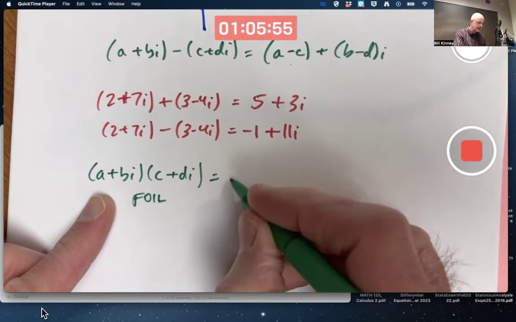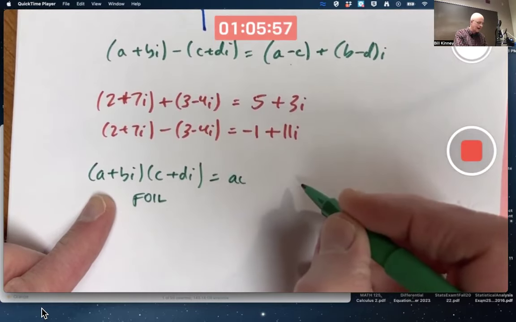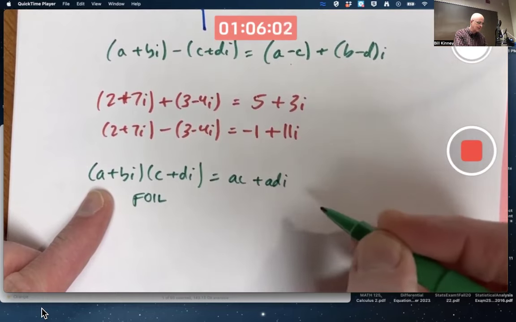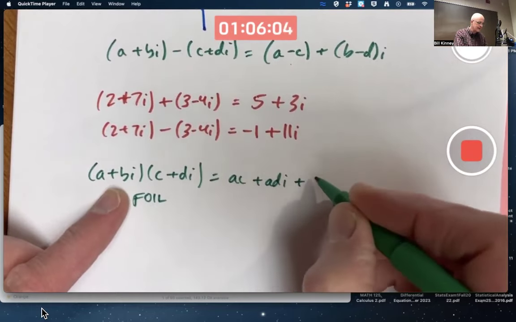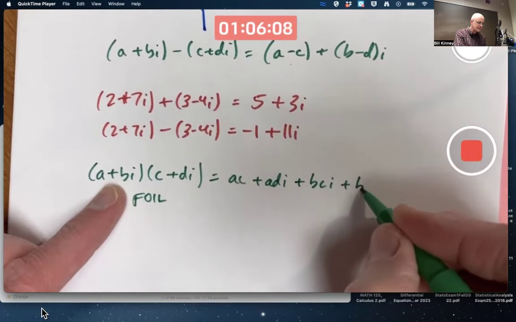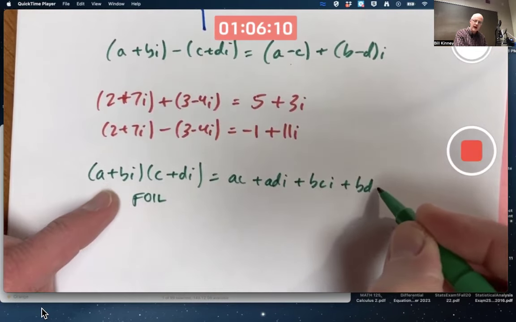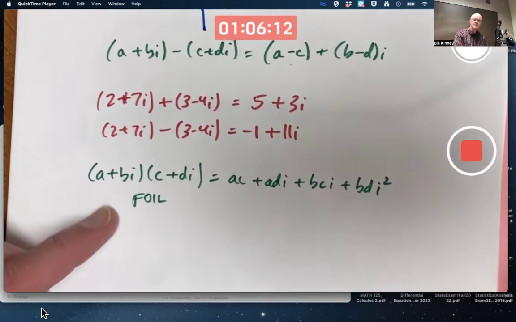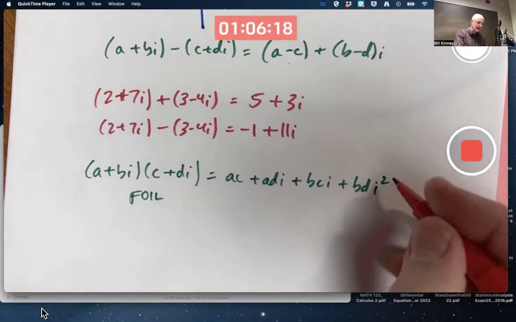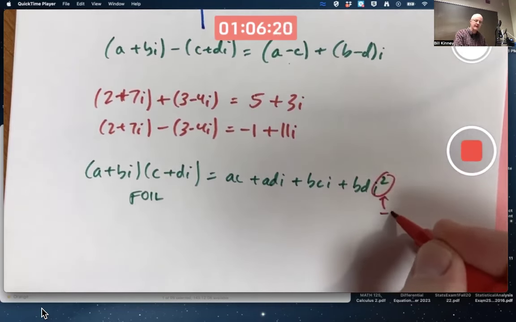First times first is a times c. Outside times outside is a times d times i. Inside times inside is b times c times i. And last times last is b times d times i squared. This is not incorrect. However, it's not as simple as it could be. Anywhere you see an i squared, replace it with a negative 1.